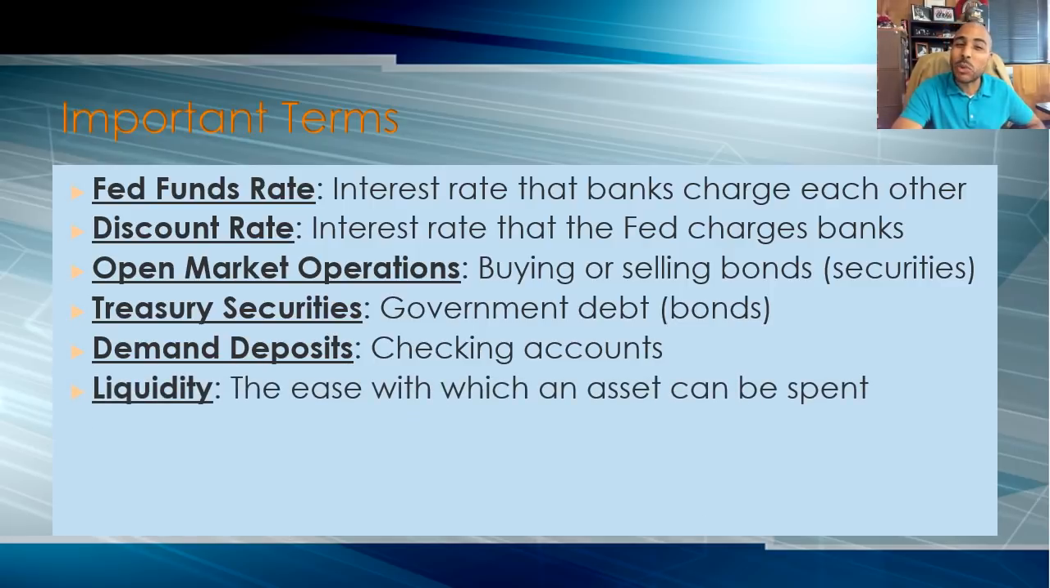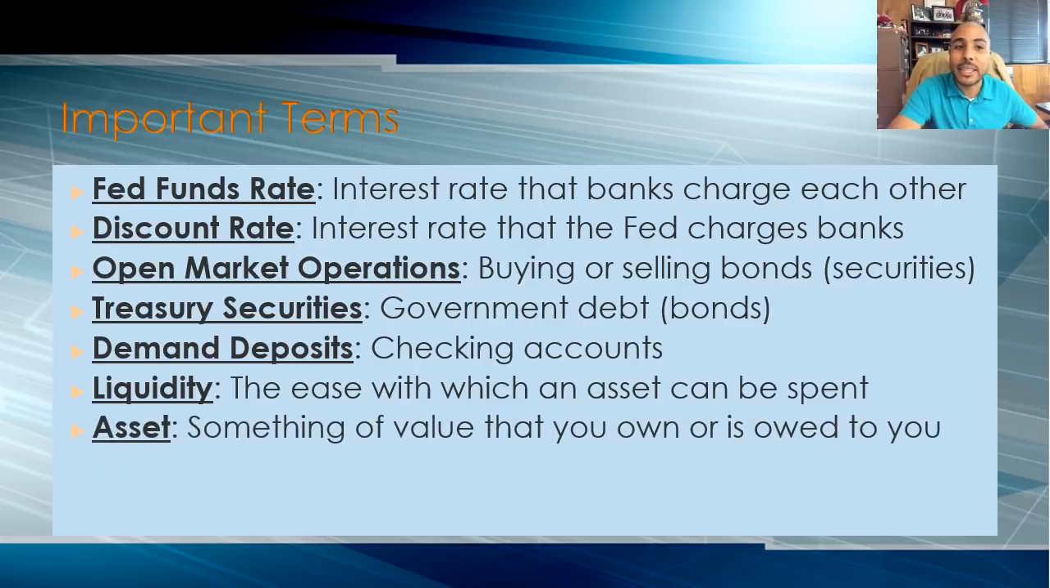Liquidity means the ease with which an asset can be spent. So how easily can you turn one of your assets into cash? If it's really easy to turn an asset into cash, then it's liquid. But if it's difficult to turn an asset into cash, it's what we'd call non-liquid or less liquid. So cash is the most liquid kind of asset, whereas other kinds of assets are less liquid, like for example, a house. Obviously houses are valuable, but it takes a long time to turn a house into spendable cash.